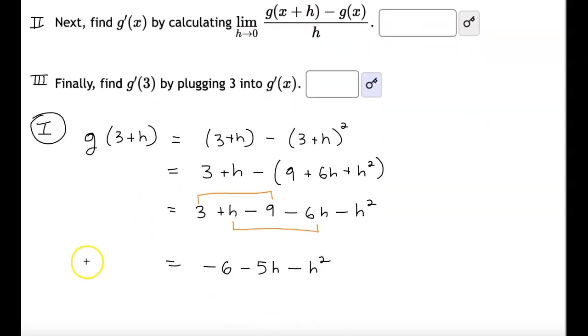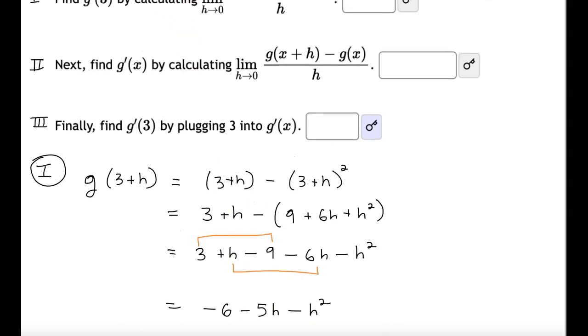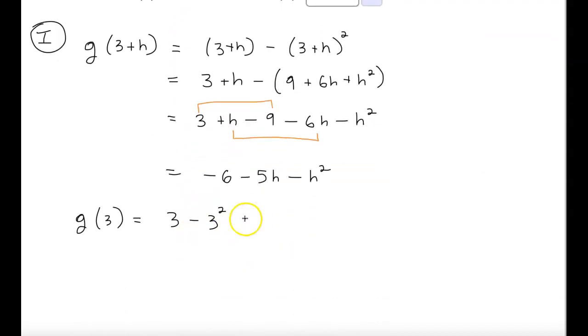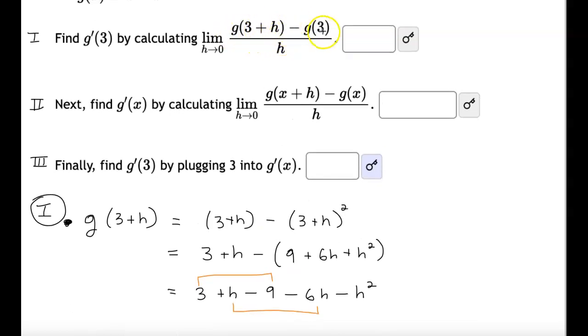Now let's do g of 3. So g of 3 is going to be just 3 minus 3 squared, right? I'm just plugging in 3 for x, so it's 3 minus 3 squared. So that gives us 3 minus 9, which is this negative 6, okay? So this is my first thing that I did. I'll put a bullet point here. This is the second thing I did. The next thing I want to do is subtract the two, right? I want g of 3 plus h minus g of 3.